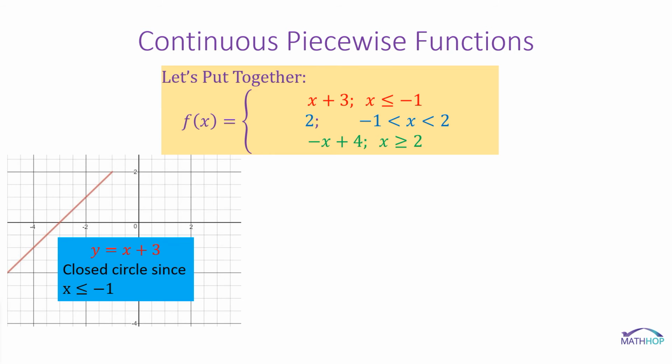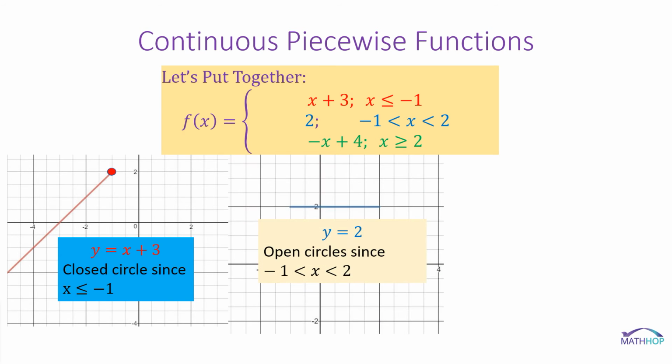All right, so x plus 3, linear equation, super easy, not very difficult. And because it is x plus 3 for all values of x less than or equal to -1, we place a closed circle. So there we have it, just a simple linear function. Now let's do y equals 2, the horizontal function for the domain inputs in between -1 and 2. So in between -1 and 2, we draw a horizontal line at 2. Remember, neither -1 nor 2 are included, so we are going to put open circles.